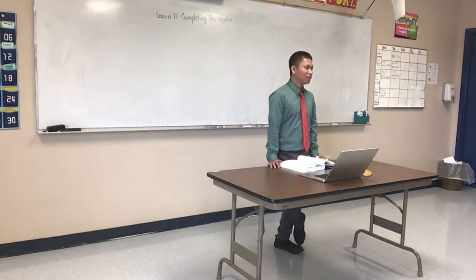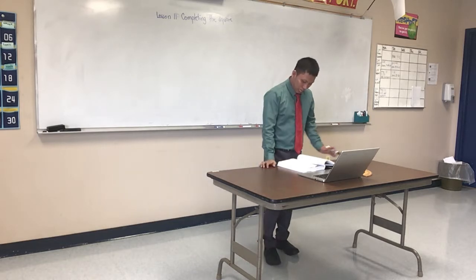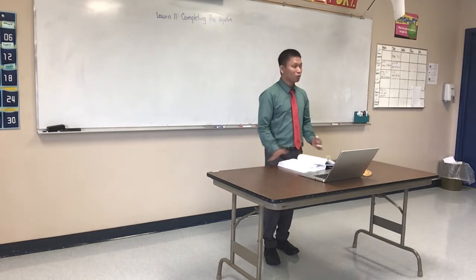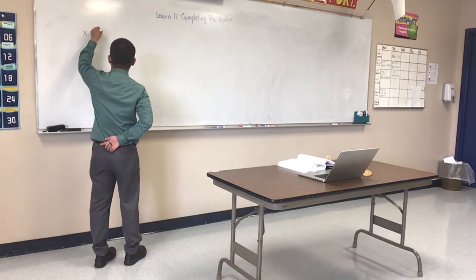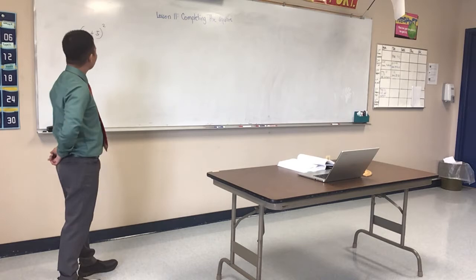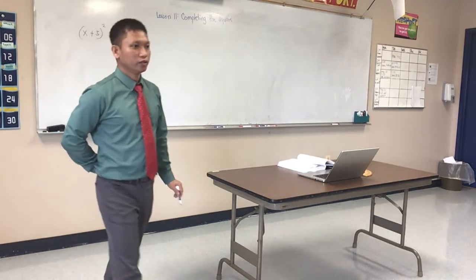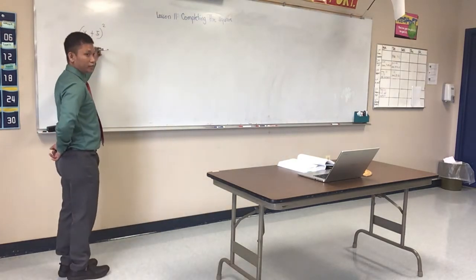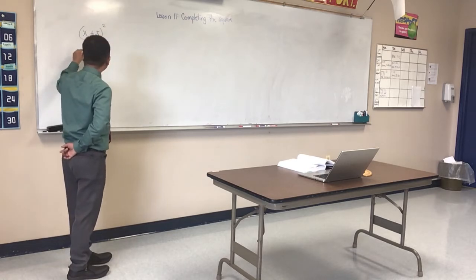Okay, so for today we are going to discuss completing the square. We are done with the square of a binomial. So we have x plus 5 squared. How do we get the answer? We square the first term, so we have x squared.